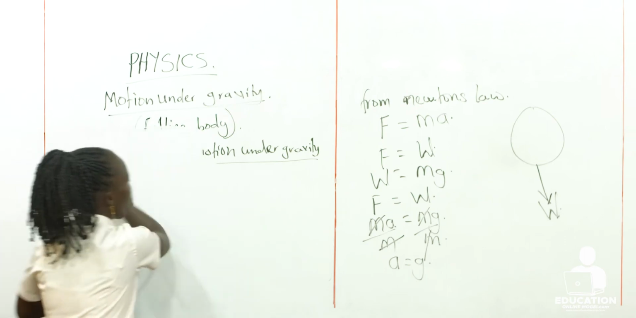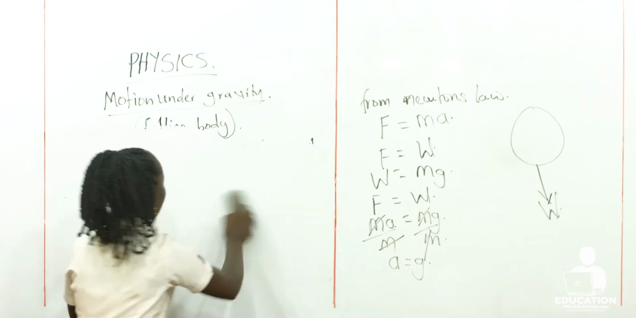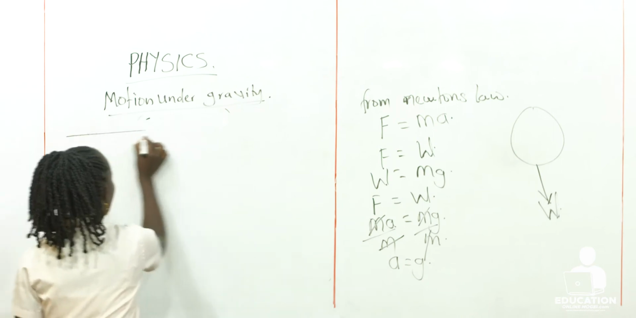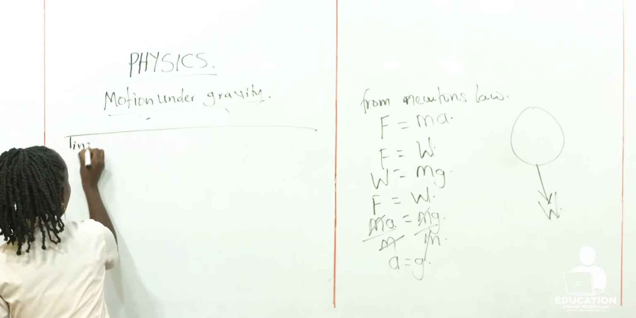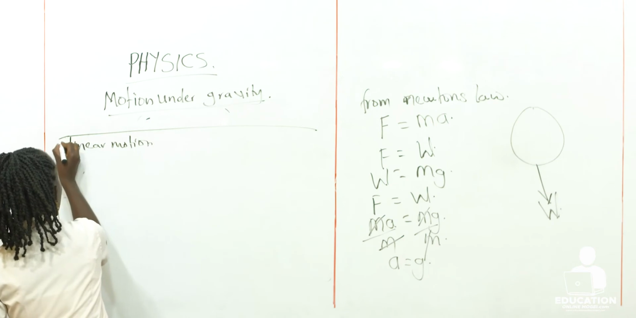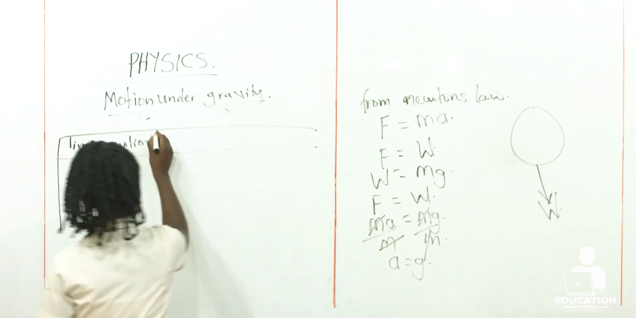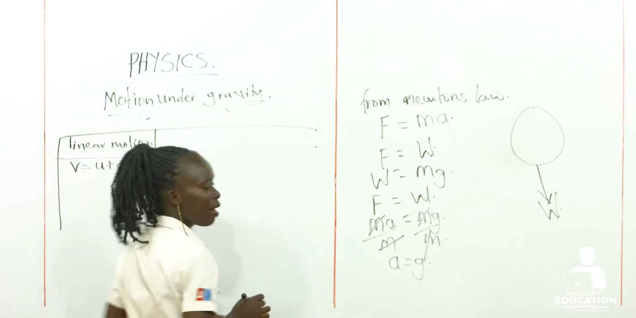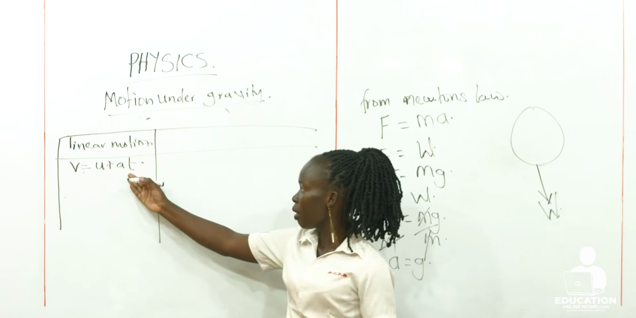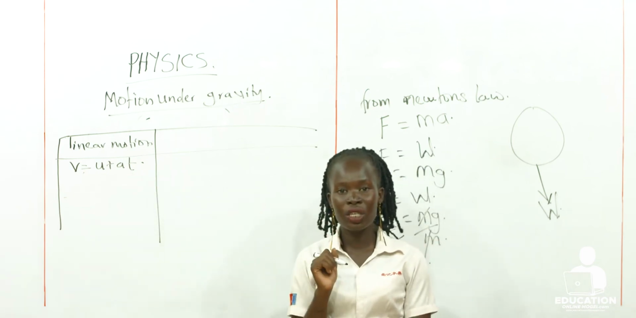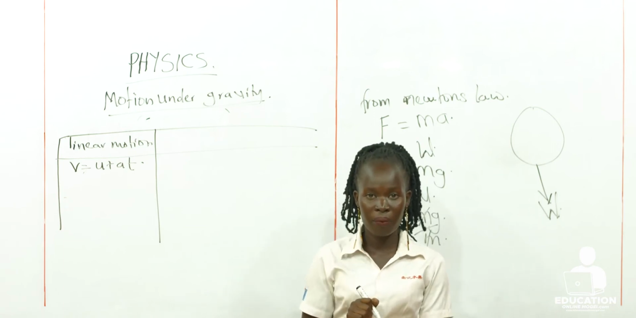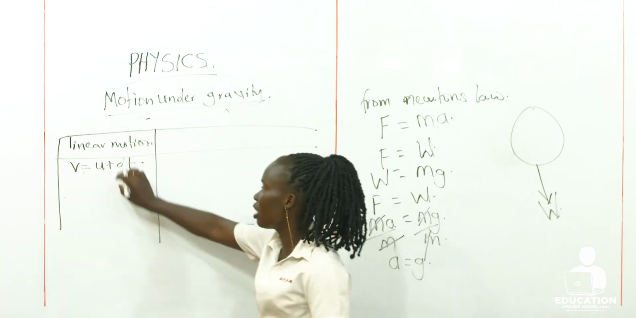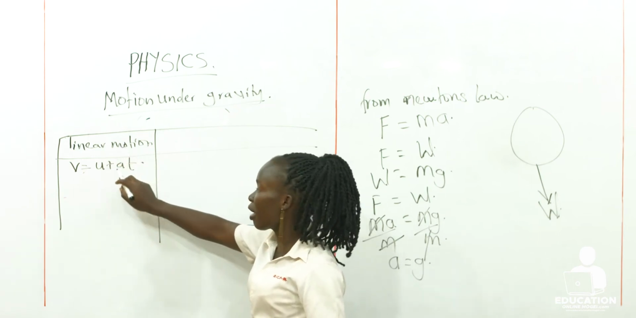So let us try to look at these equations of motion. We are going to compare with what we had last time. We said in linear motion, let's see our first equation of motion. Our first equation of motion was V = U + AT. This time, with acceleration due to gravity being the only force acting on the body, instead of having A here, we replace our A with a G.